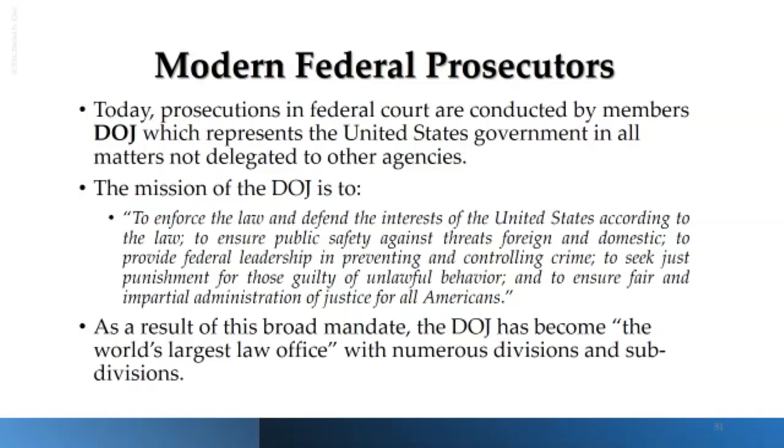Right, so if we think about the mission of the DOJ, the mission of the DOJ is to, quote, enforce the law and defend the interests of the United States according to the law, to ensure public safety against threats, foreign and domestic, to provide federal leadership in preventing and controlling crime, to seek just punishment for those guilty of unlawful behavior, and to ensure fair and impartial administration of justice for all Americans.